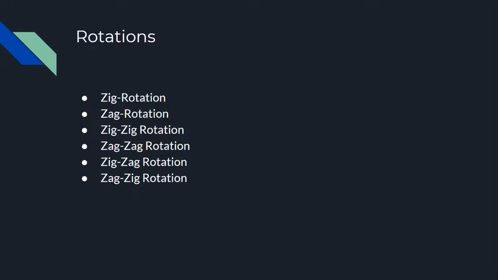Splaying an element is the process of bringing it to the root position by performing suitable rotation operations. Splaying elements will bring more frequently used elements closer to the root of the tree so that any operation on those elements is performed quickly. There are 6 rotations used to splay any element: zig rotation, zag rotation, zig-zig rotation, zag-zag rotation, zig-zag rotation, and zag-zig rotation.